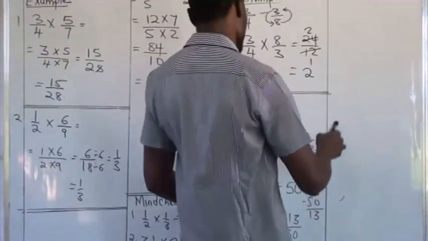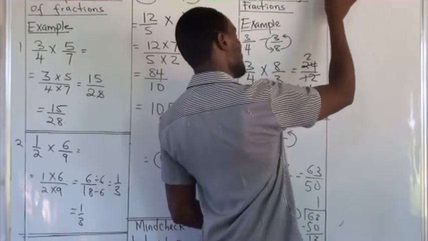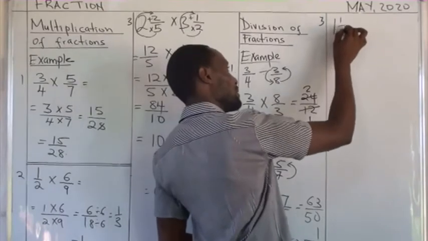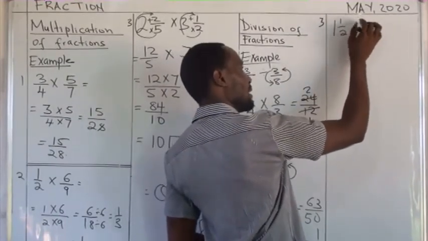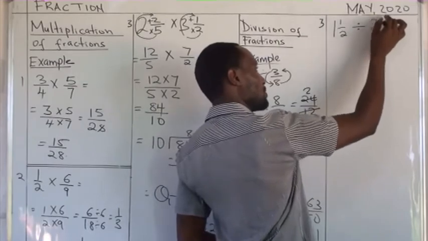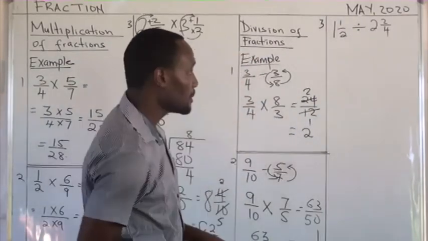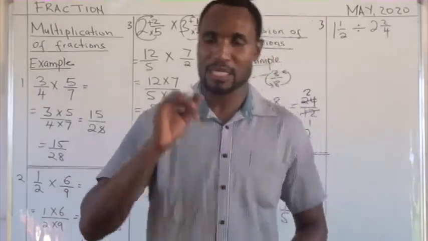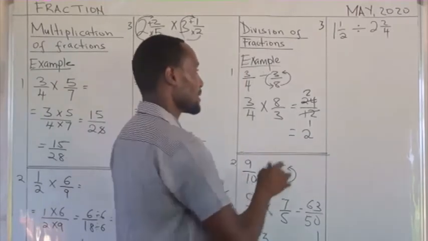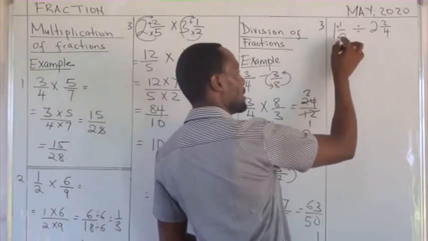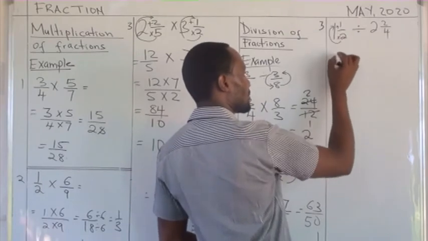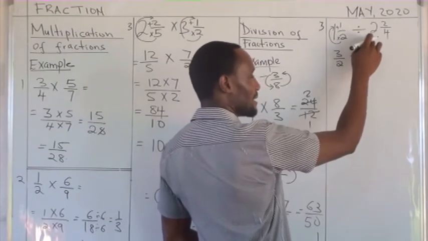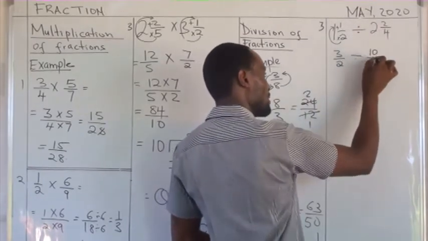Example number 3, which is the last one. Let me use a mixed fraction, 1 over 2 divided by 2 over 4. What do we do? Step number 1, change the given fraction into improper fraction. You don't put your multiplication, add. Do that. 2 times 1, 2 plus 1, 3 over 2. Divided by 4 times 2, 8. 8 plus 2, 10 over 4.